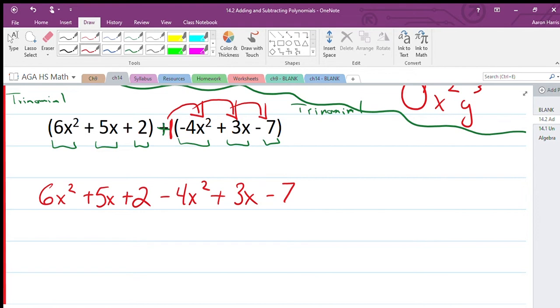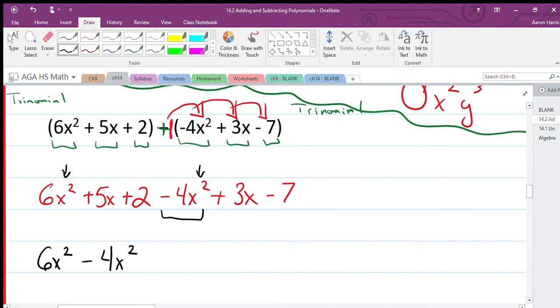But now, let's go through. I have an x squared. Is there an immediate family member with it? Well, here's an x. Nope, that's not immediate. 2's constant. Nope. Oh, here's an x squared. I can write these together. So I have 6x squared. Keep the sign, negative 4x squared. All right, so those are my first family members that went together.